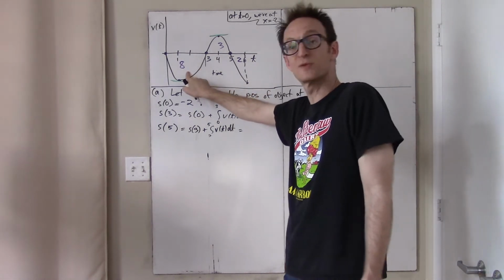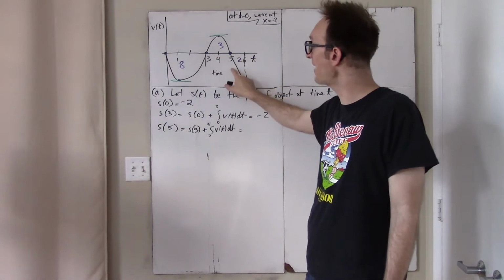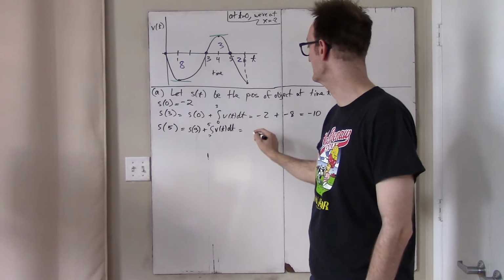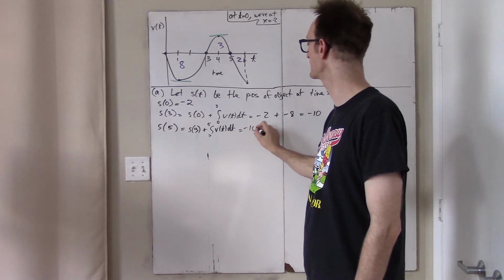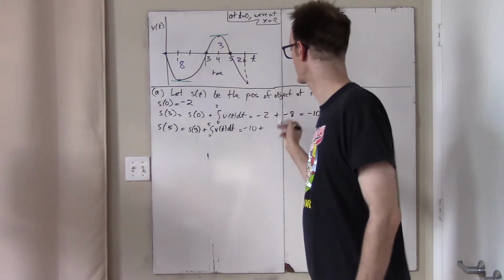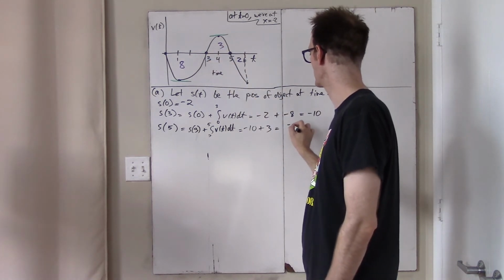Which also makes sense. When the velocity is negative, we know we're moving to the left. Now, on the interval from 3 to 5, the velocity is positive, and so we're moving to the right. And so this s of 3, which is -10, is added to the change in position, which is just going to be 3, because that integral is 3. And so what we get is 7.